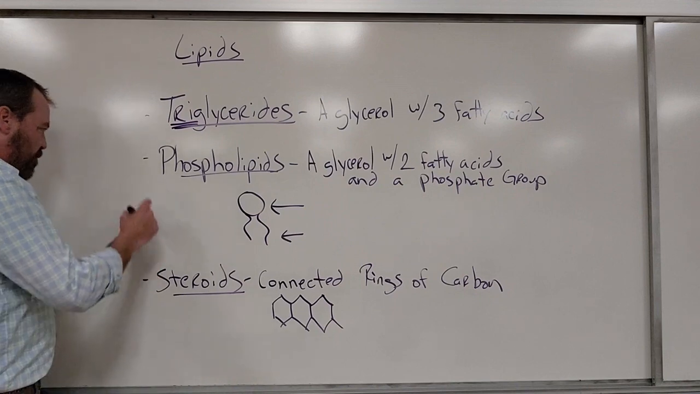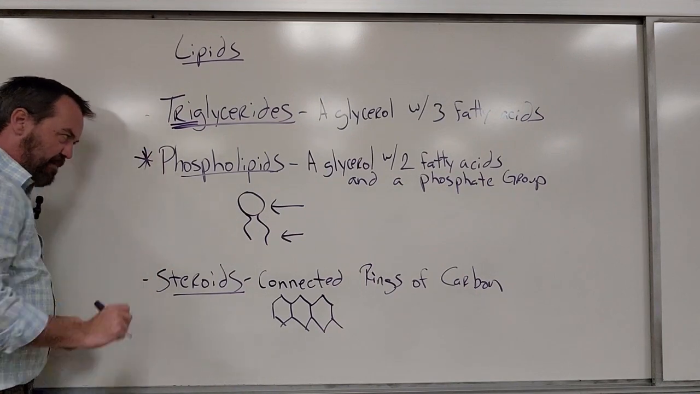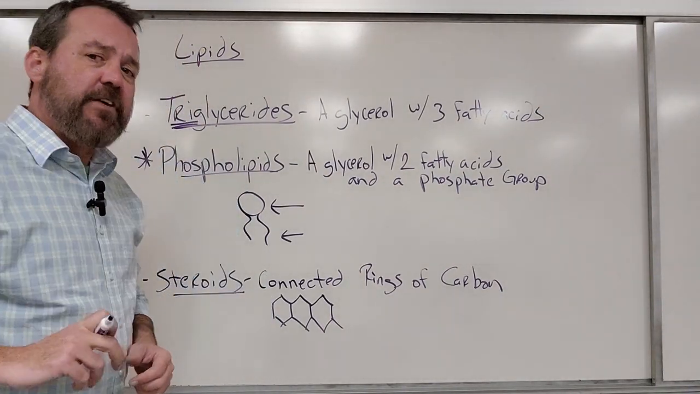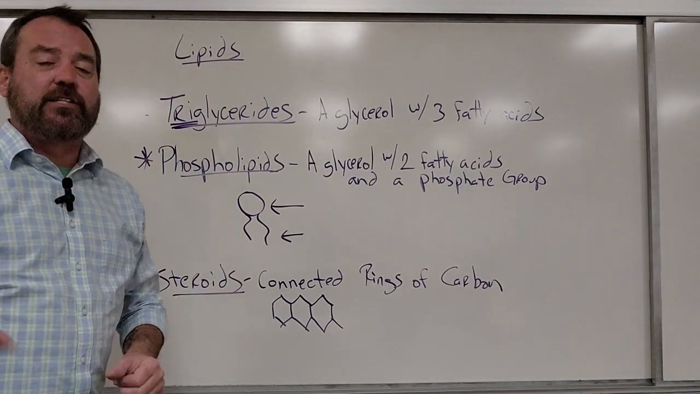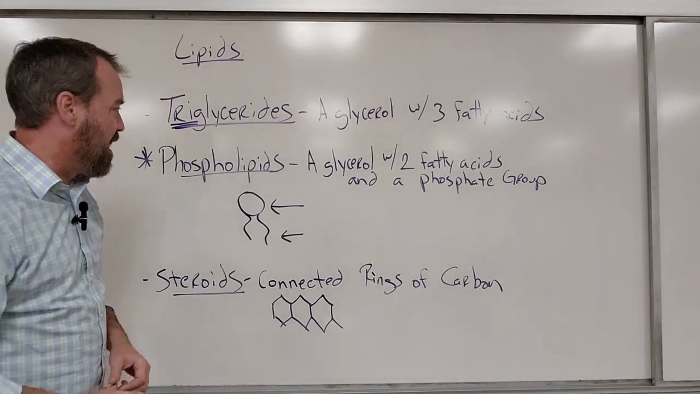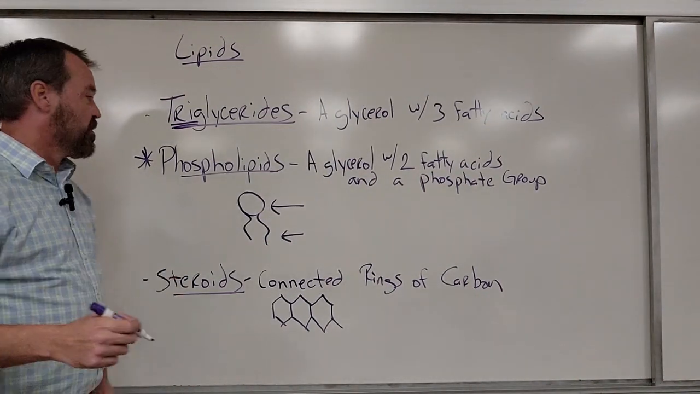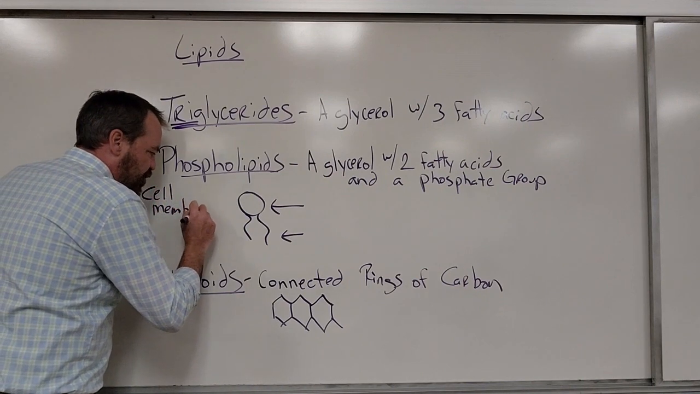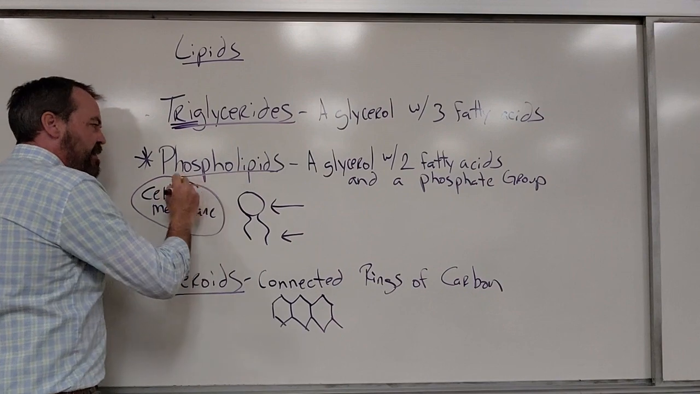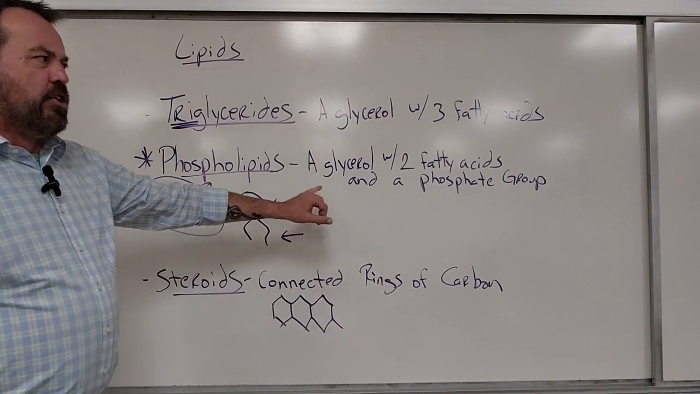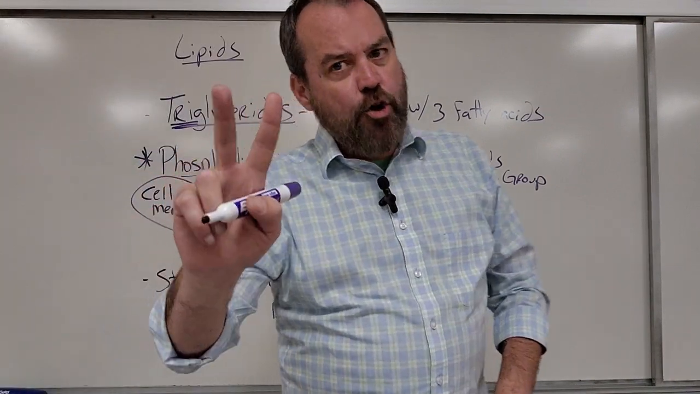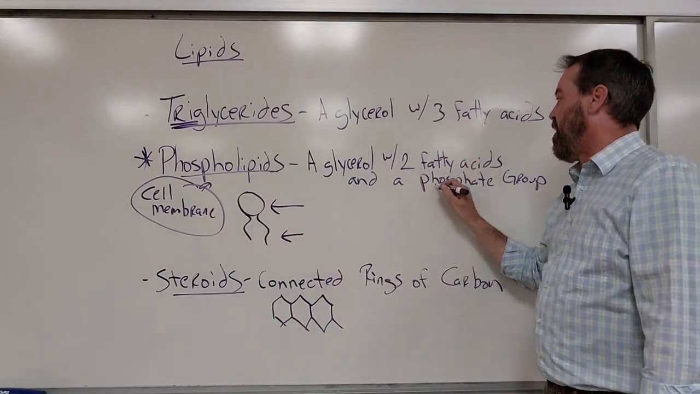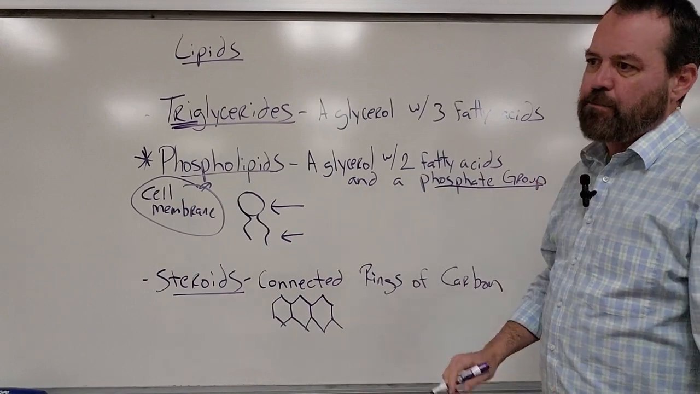Probably the most important one, I'm going to put a little star in front of it because you should as well, is the phospholipids. The phospholipids we talk about in this chapter, we come back to again in the next chapter when we talk about the cell, because we want to associate phospholipids with the cell membrane. The phospholipids are a super important part of the cell membrane. So with a phospholipid, we have a glycerol with 2 fatty acid chains instead of 3. We just have 2, but we also have a phosphate group, and that's important.